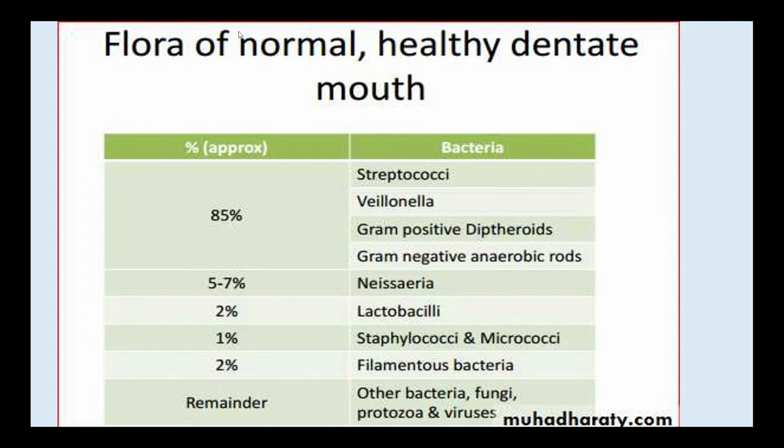If we talk in percent, then 85% of the microflora in a healthy mouth is Streptococcus, Veillonella, gram-positive diphtheroids, and gram-negative anaerobic rods. 5-7% is genus Neisseria, about 2% Lactobacillus, 1% Staphylococcus and other Micrococcus gram-positive cocci, 2% filamentous bacteria such as Fusobacteria and Actinomycetes, and maybe another type of bacteria, maybe fungi such as Candida, sometimes protozoa such as Entamoeba gingivalis, and some viruses.